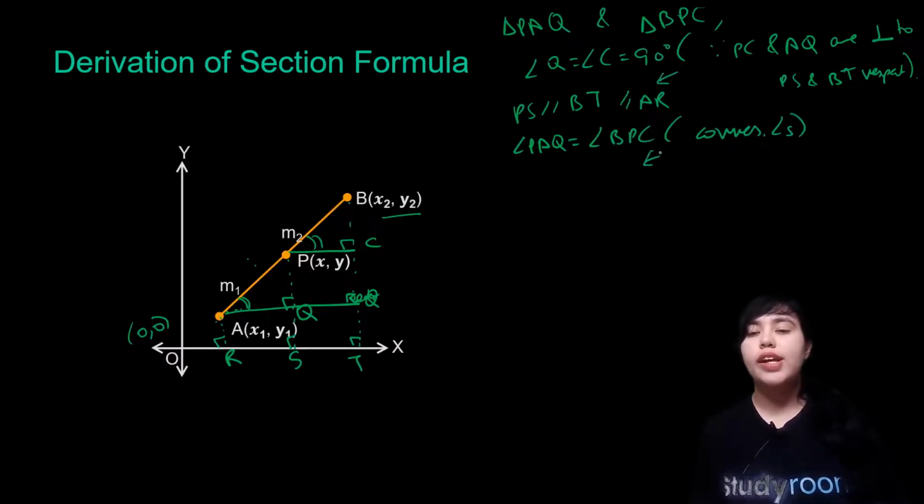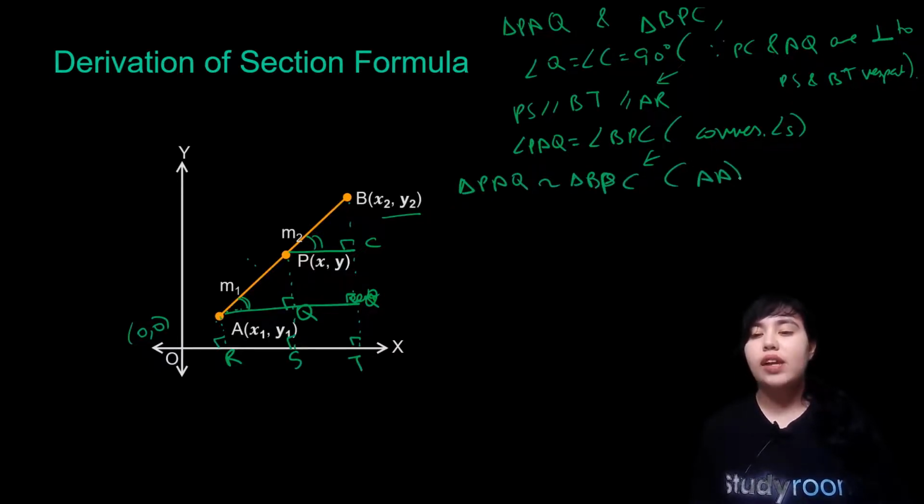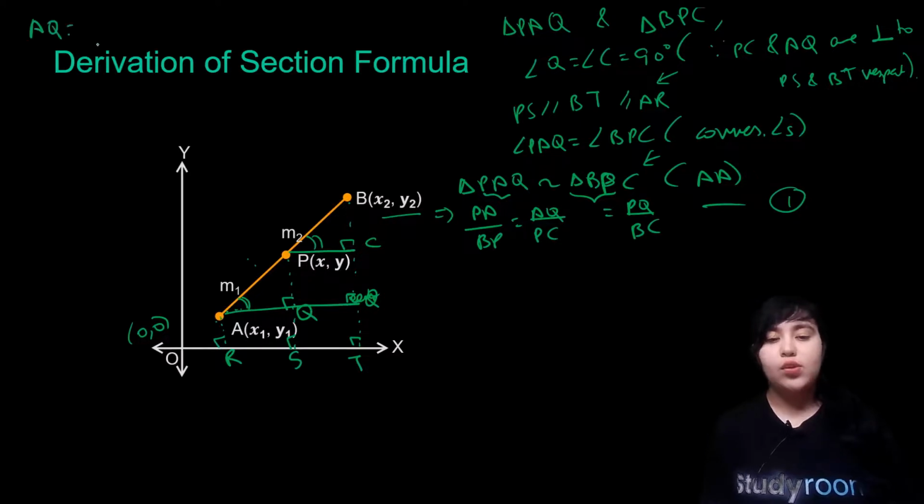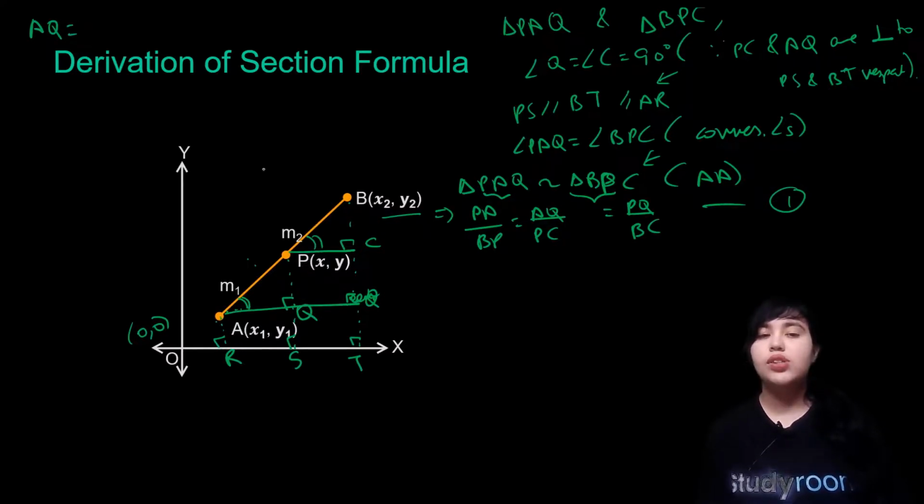If I've proven two corresponding angles of two triangles equal, if you remember similarity, then we can say triangle PAQ is similar to triangle BPC, and the similarity criterion that we used is AA, which is also called AAA. If two triangles are similar, their corresponding sides are in the same ratio. So we can say PA upon BP is equal to AQ upon PC is equal to PQ upon BC. You can make this equation number 1. Now we'll calculate some distances. Let me write them over here. So calculate AQ. If you can see, this is same as RS, because ARSQ is a rectangle. So AQ is same as RS, and RS is OS minus OR. Now you know what is this OS?